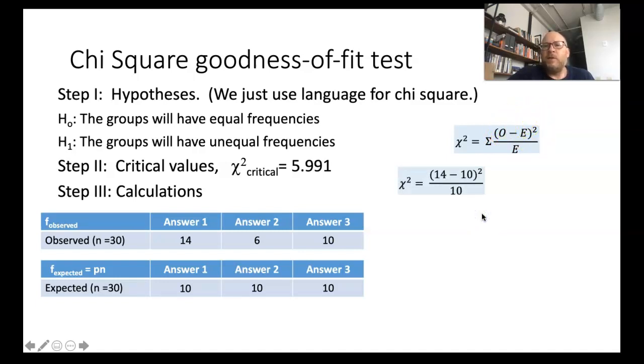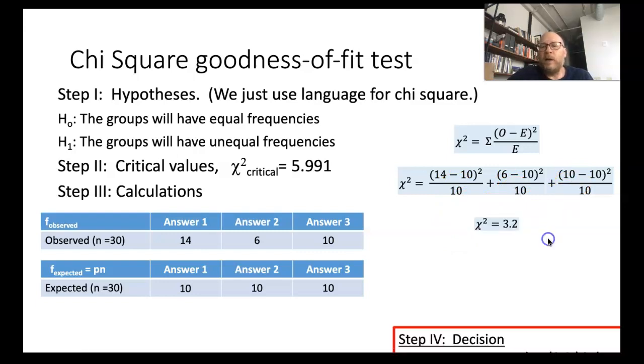All right. So first time through, 14 minus 10 squared over 10 plus, there's my 6, 10. So 6 minus 10 squared over 10. And now 10 minus 10 squared over 10. All right, so that's just observed minus expected squared over expected for each column. And they're added together. When I did that, I came up with a 3.2 for my chi-square.